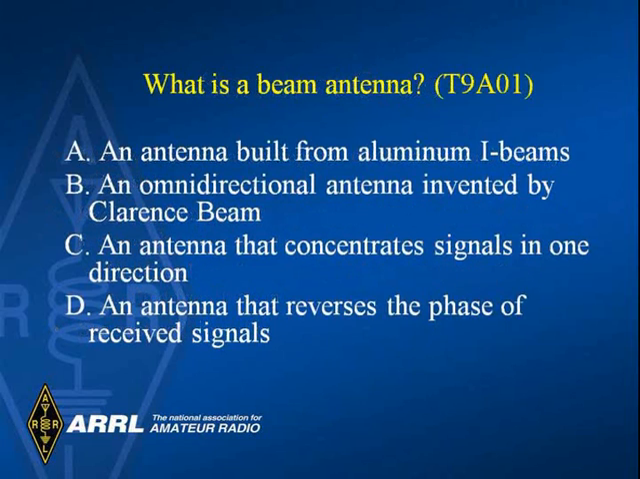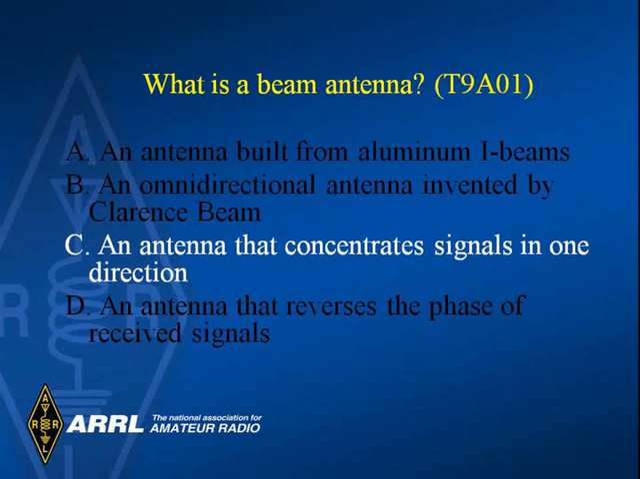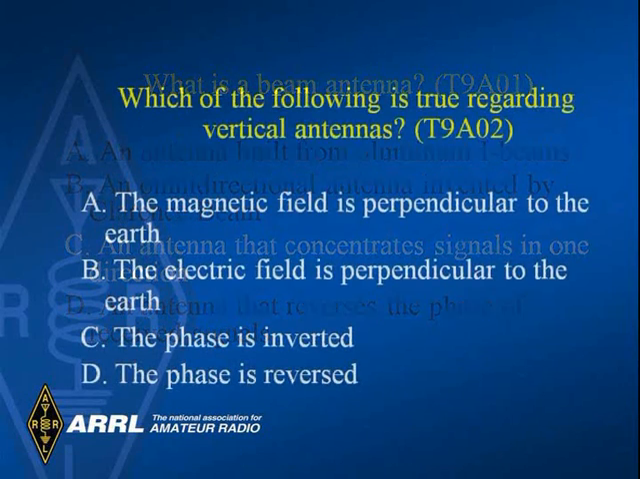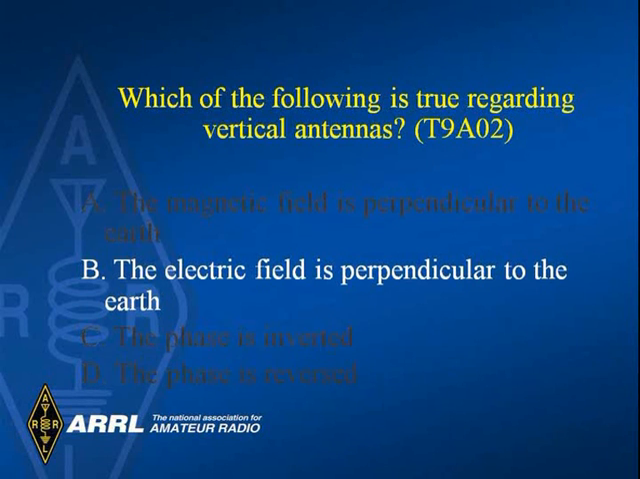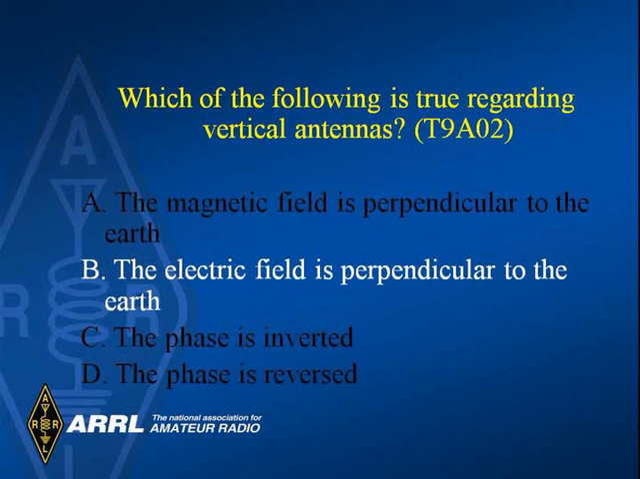What is a beam antenna? The answer is C, an antenna that concentrates signals in one direction. Which of the following is true regarding vertical antennas? The answer is B, the electric field is perpendicular to the Earth.